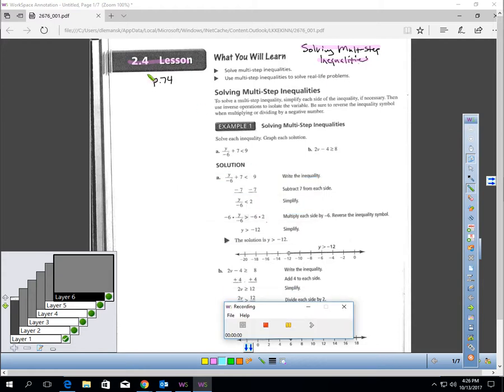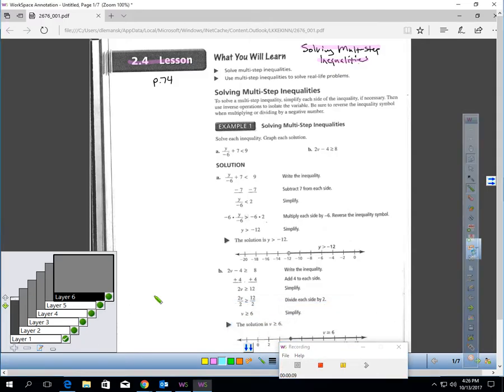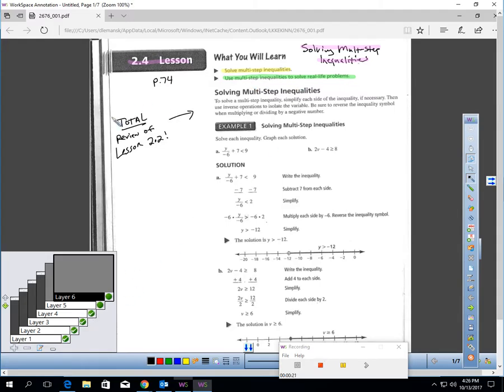Hi, this is lesson 2.4, solving multi-step inequalities. This is on page 74. In this lesson, you will learn how to solve multi-step inequalities and how to use a multi-step inequality to solve a real-life problem. Now, this is a great review of lesson 2.2, where we learned how to solve multi-step equations.